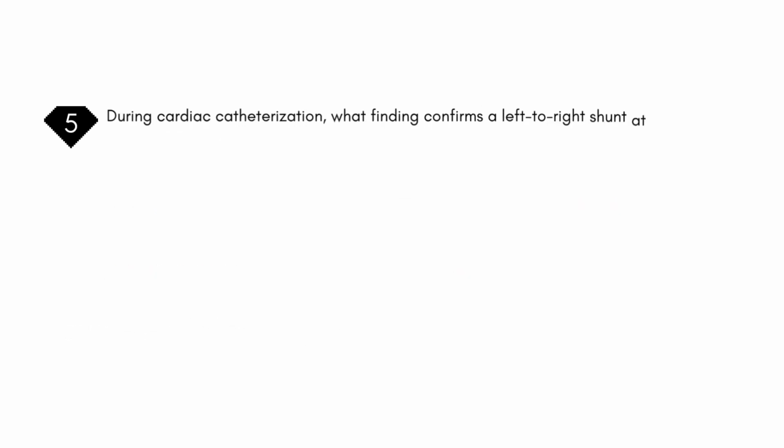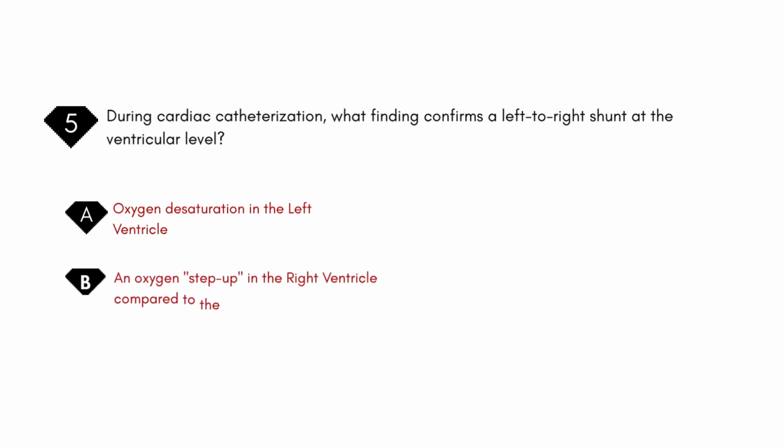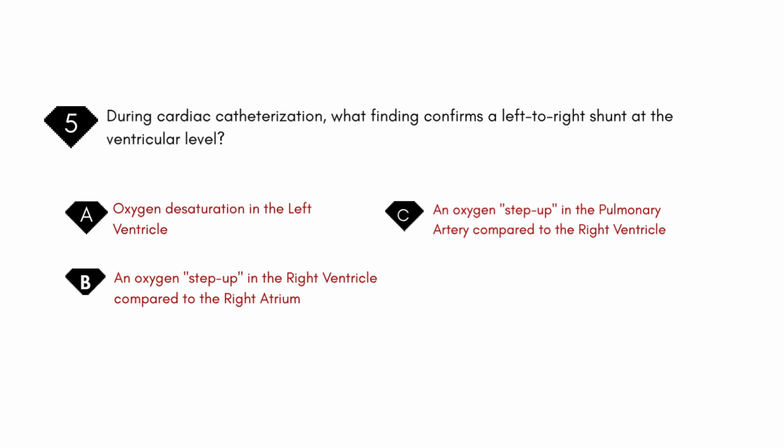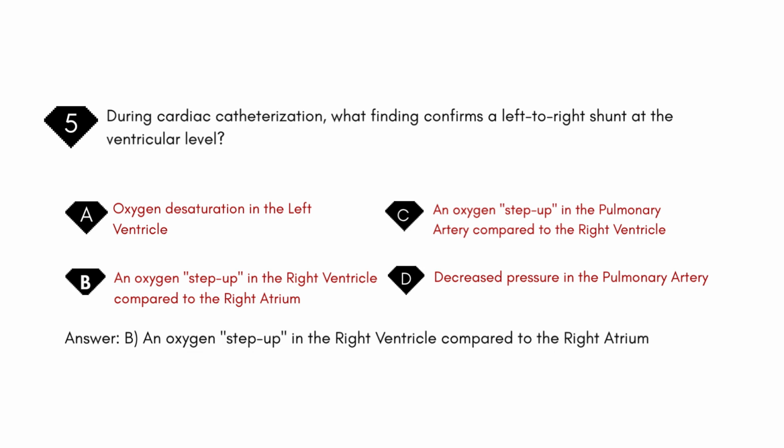During cardiac catheterization, what finding confirms a left-to-right shunt at the ventricular level? A. Oxygen desaturation in the left ventricle. B. An oxygen step-up in the right ventricle compared to the right atrium. C. An oxygen step-up in the pulmonary artery compared to the right ventricle. D. Decreased pressure in the pulmonary artery. Answer: B. An oxygen step-up in the right ventricle compared to the right atrium.